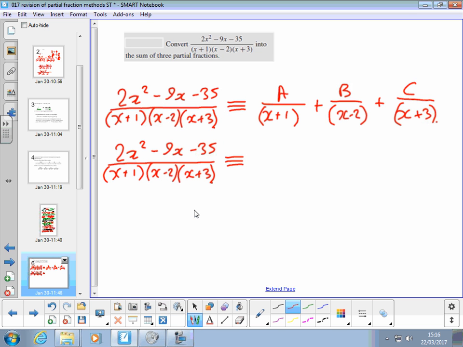So what's the next step? Got to multiply them, we've got to put them over a common denominator again, yeah? So we want this common denominator, x plus 1, x minus 2, x plus 3. So what do we got to do to a, in terms of the numerator then?